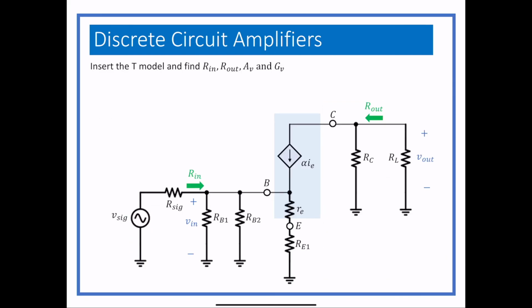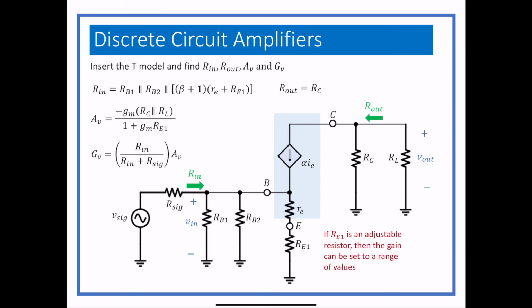Then when we take this and use the T model, because we have an emitter resistor, Rin is RB1 in parallel with RB2 in parallel with (beta plus 1) times (re plus RE1). That follows the same pattern as the emitter resistor problem from before. And Rout is still RC. Then the gain ends up being minus gm times RC in parallel with RL, over 1 plus gm RE1. So it follows the same pattern as a common emitter with an unbypassed resistor.